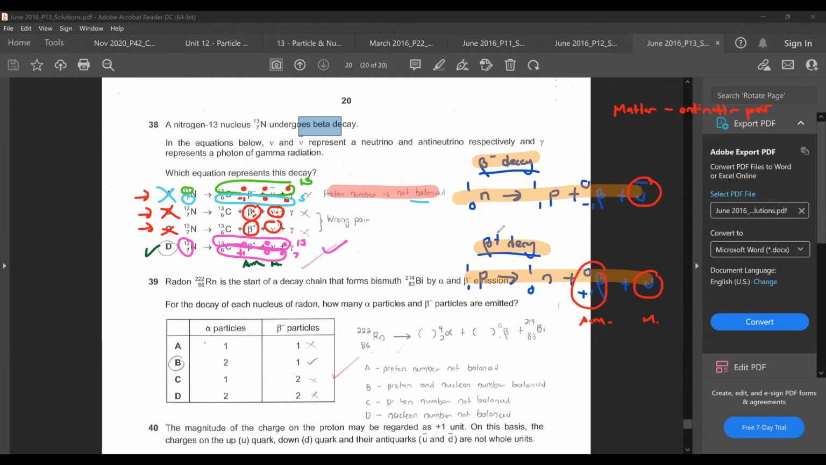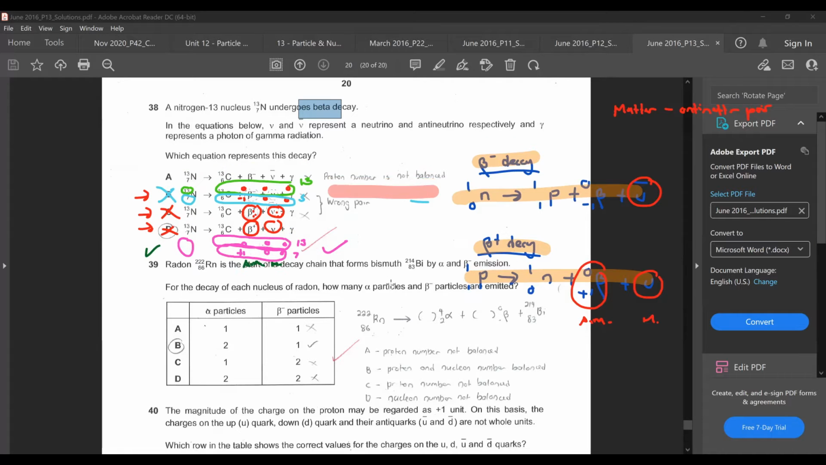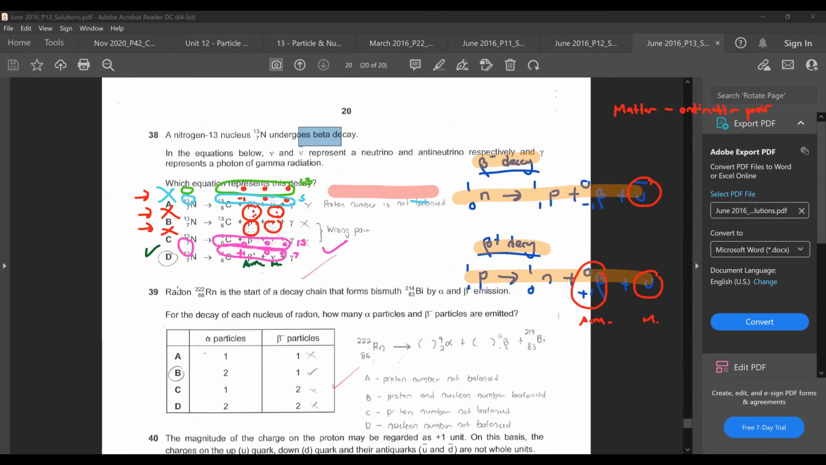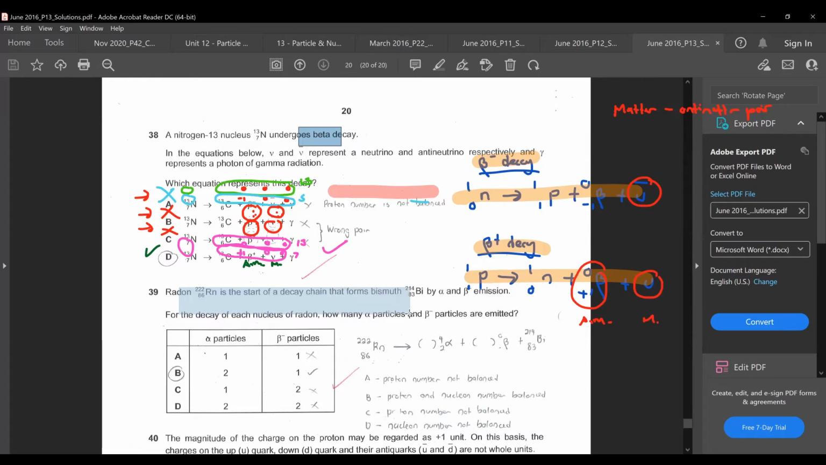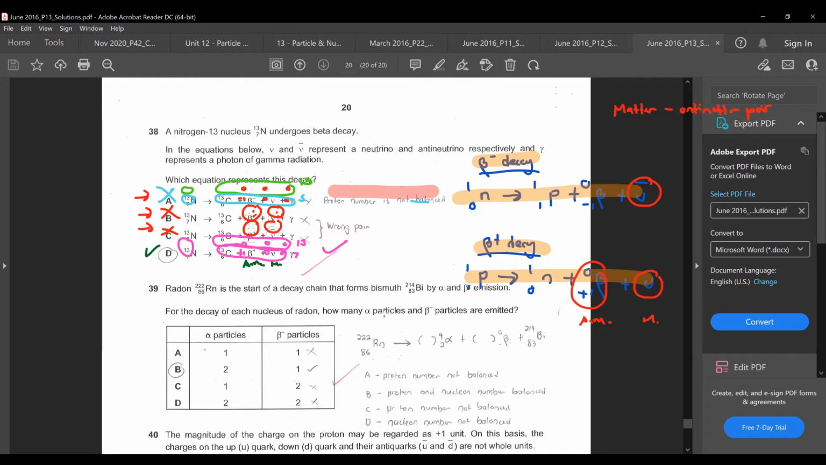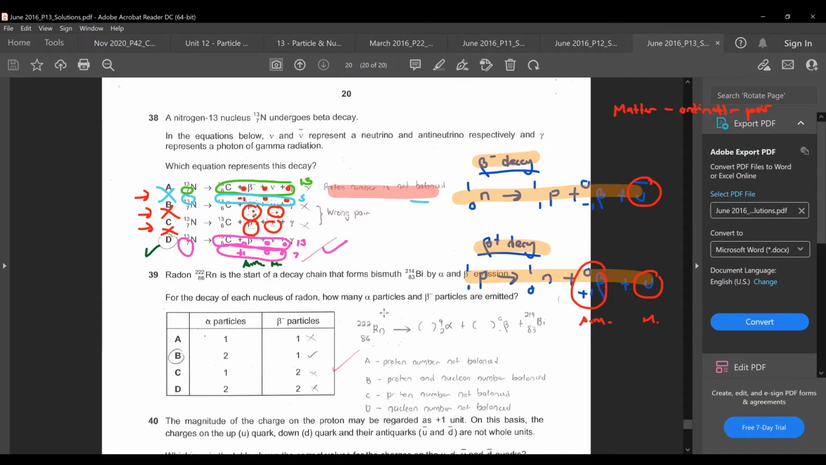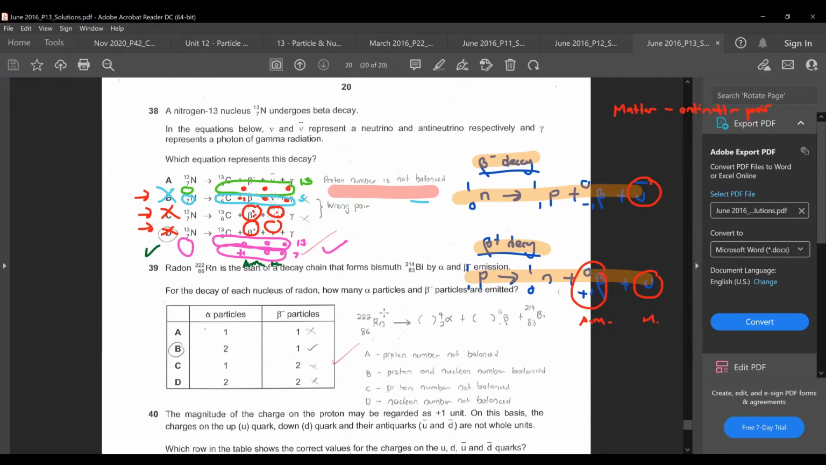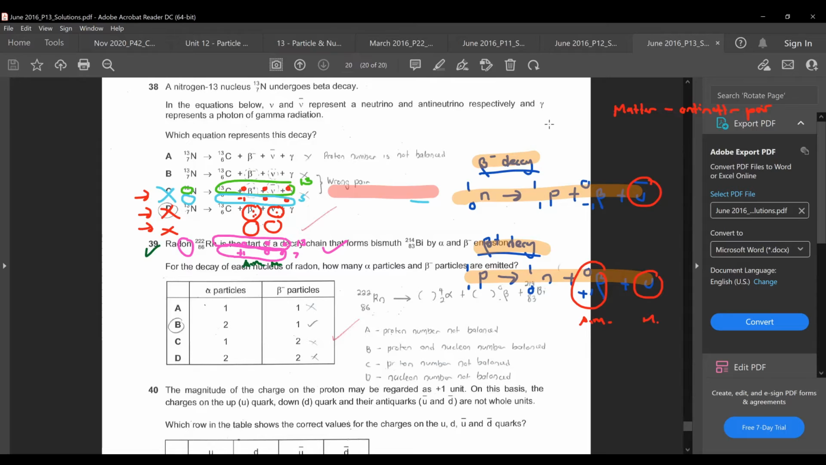Then after that, we go on to question 39. Radon 222, 86 is the start of a decay chain that forms bismuth 214, 83 by alpha and beta emission. For the decay of each nucleus of radon, how many alpha particles and beta minus particles are emitted? So this one, you have to do a bit of trial and error. Let me just clear off everything.